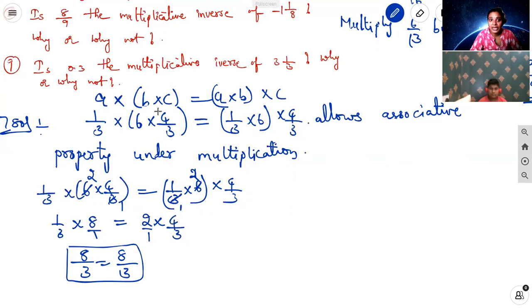Just here the bracket is changed. The grouping of the multiplication is changed, but the arrangement of the numbers is the same. Here A into B into C, A into B into C. Okay.